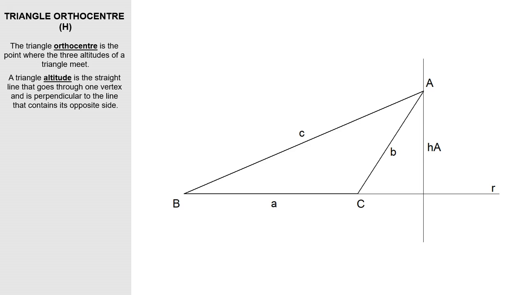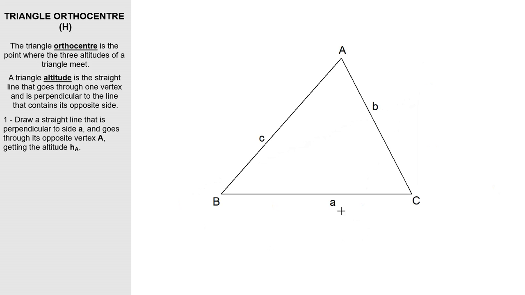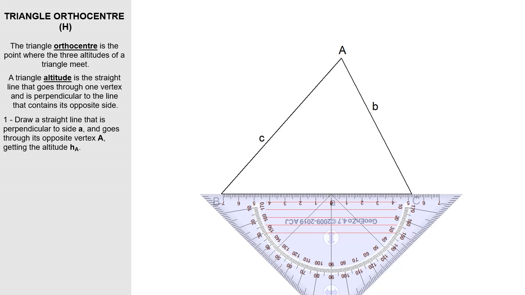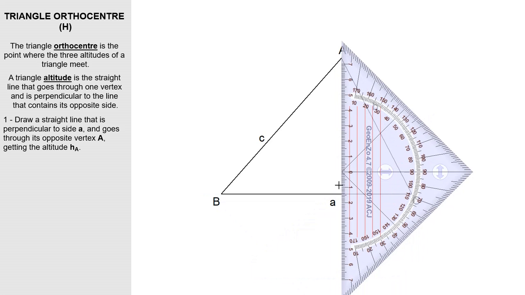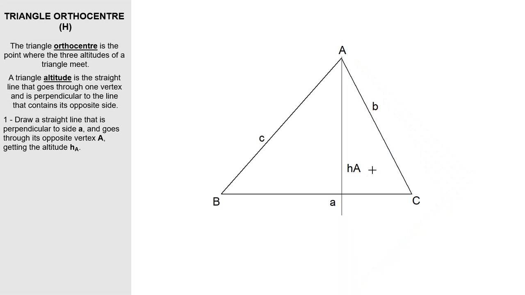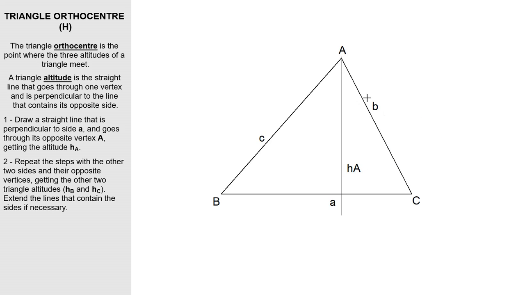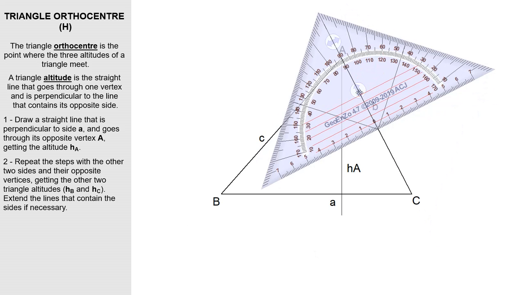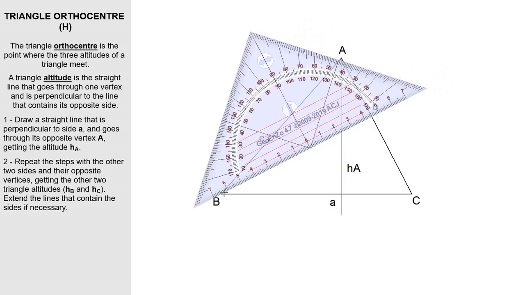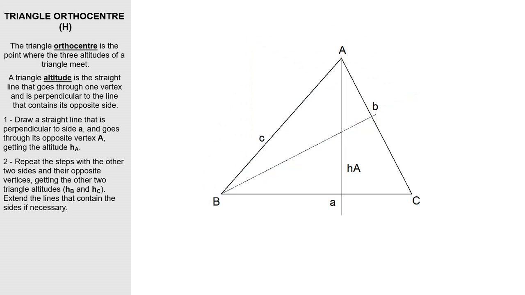The three altitudes of a triangle always meet at a single point, called the triangle orthocenter. In order to find the altitude of side A, we have to draw a straight line that is perpendicular to side A and goes through vertex A, h sub A. In order to find the altitude of side B, we have to draw a straight line that is perpendicular to side B and goes through vertex B, h sub B.